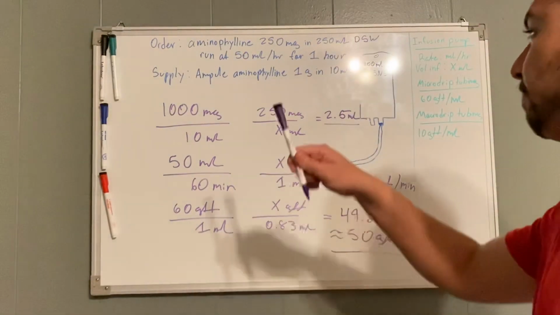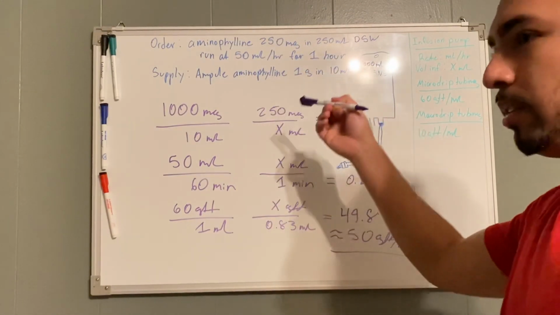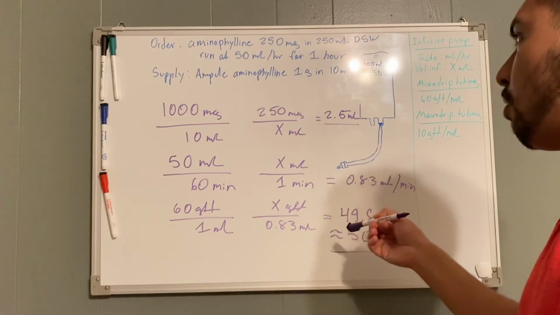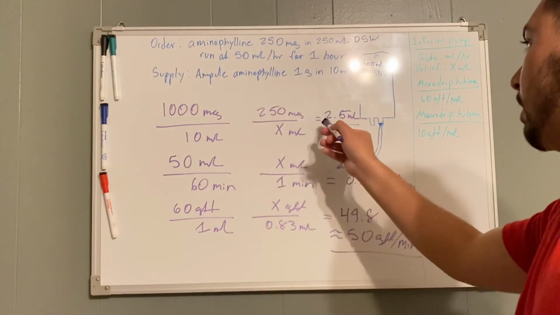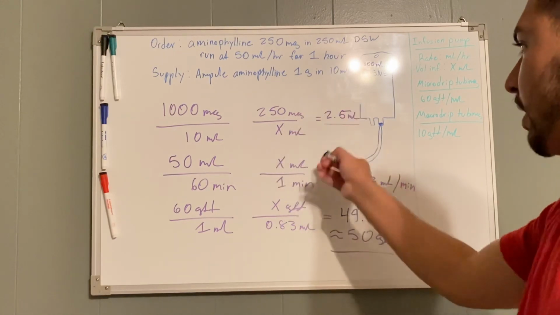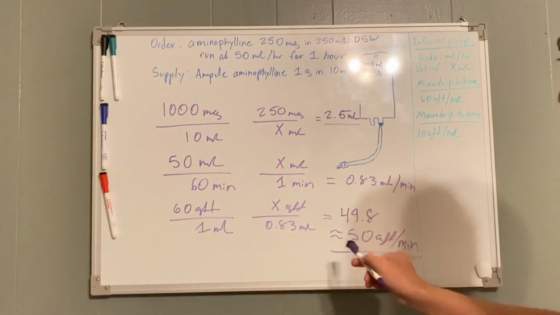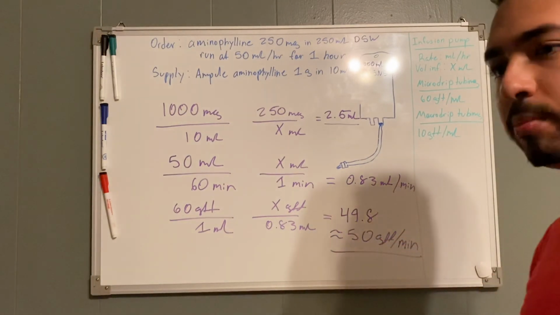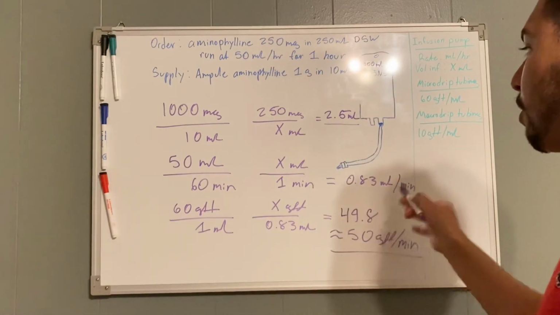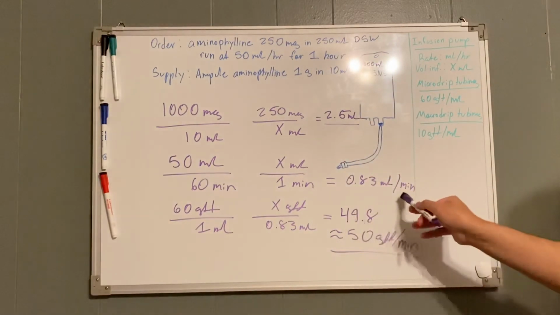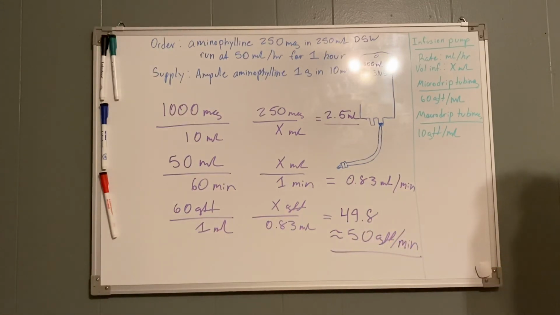Just remember, when you don't have an infusion pump, you want to find the drops per minute. In order to do that, just figure out how many milliliters we are infusing per minute, and then convert that to drops per minute. Real simple. Find the milliliters per minute here and convert that to drops per minute.